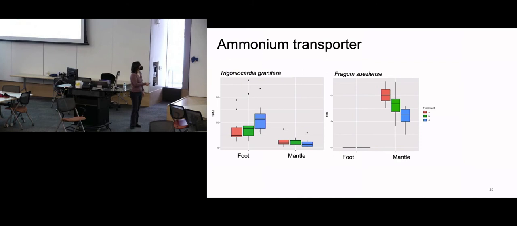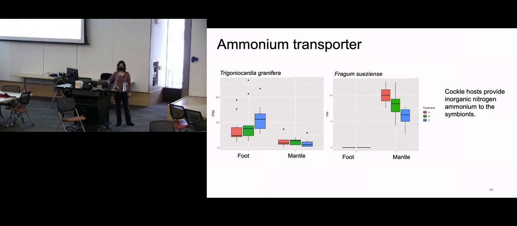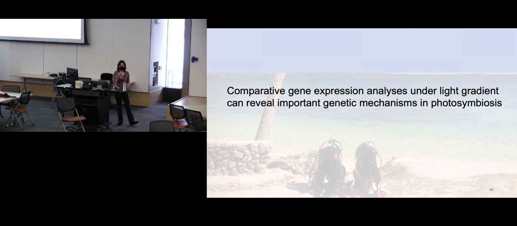And if we look at the non-symbiotic species, this transporter is lowly expressed in the mantle and expressed somewhat in the foot, but not following any gradient. So we think that in these non-symbiotic species, they're probably using the transporter just to get rid of ammonium, which is a very different pattern than what we see in the photosymbiotic species. So there's another line of evidence that the host is really trying to fertilize and help the symbionts to proliferate.